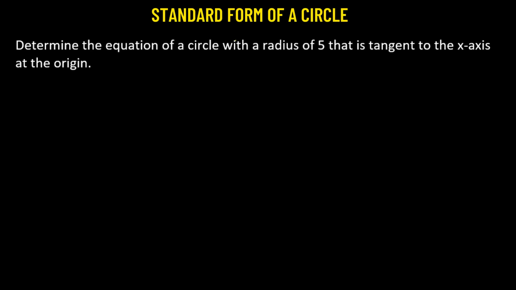We need to determine the equation of a circle having a radius of 5 units, and this circle is tangent to the x-axis at the origin. Now let's first try to understand the problem. We'll use a Cartesian plane.